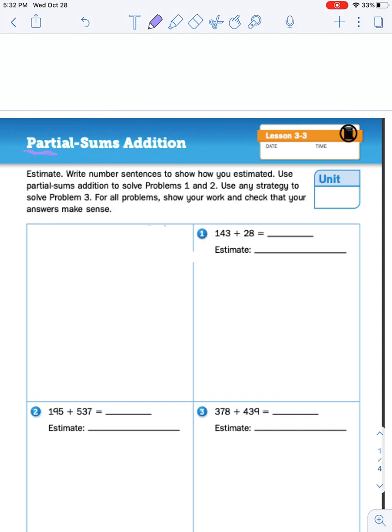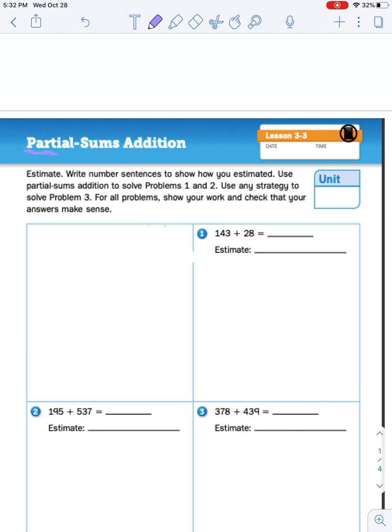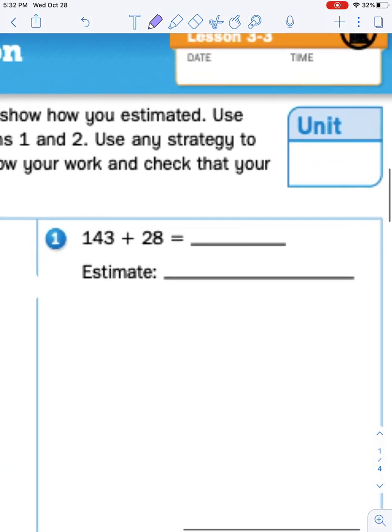All right, so it says to estimate. Remember, we estimated yesterday, or on Tuesday, and that just means to pick a close but easier number, one that makes sense to you. So remember, mine might not be the same as yours, and that's okay. All right, so we need to estimate, and then we're going to use the partial sums addition to solve the problems. Okay, so let's do our estimate first.